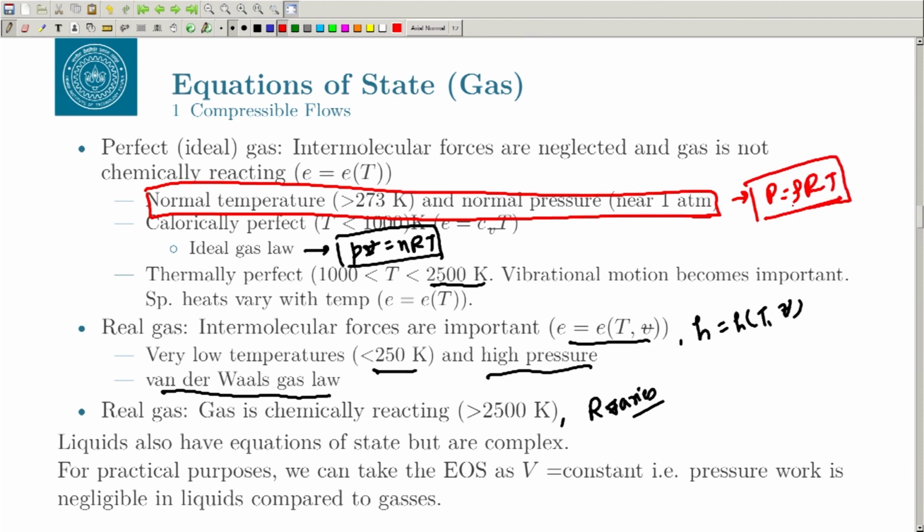Now, what about liquids? Liquids also have equations of state, but they are much more complex. For all practical purposes, we can take the volume as constant, that is, the volume is not changing. That means pressure work is negligible in liquids compared to gases. So we do not require a separate equation of state, because we say that our volume or our density is not changing.